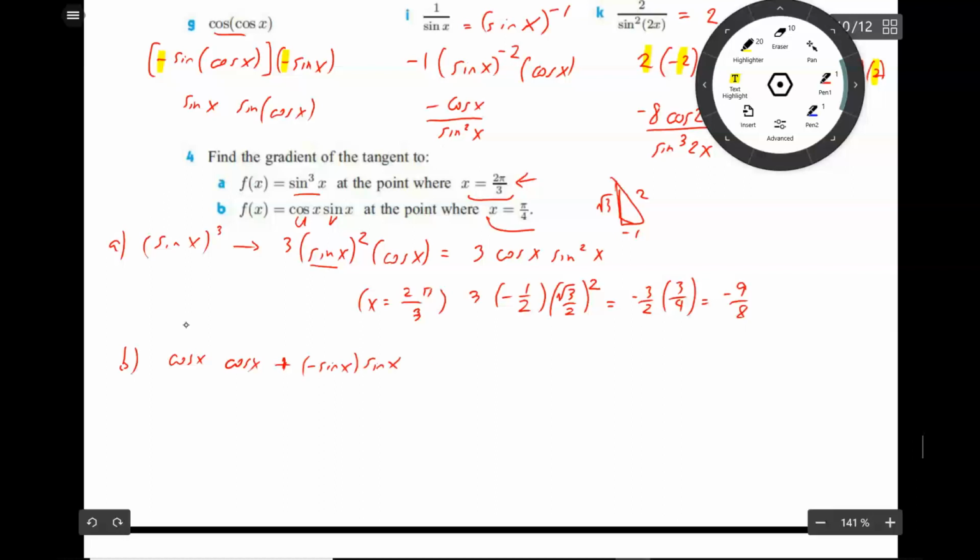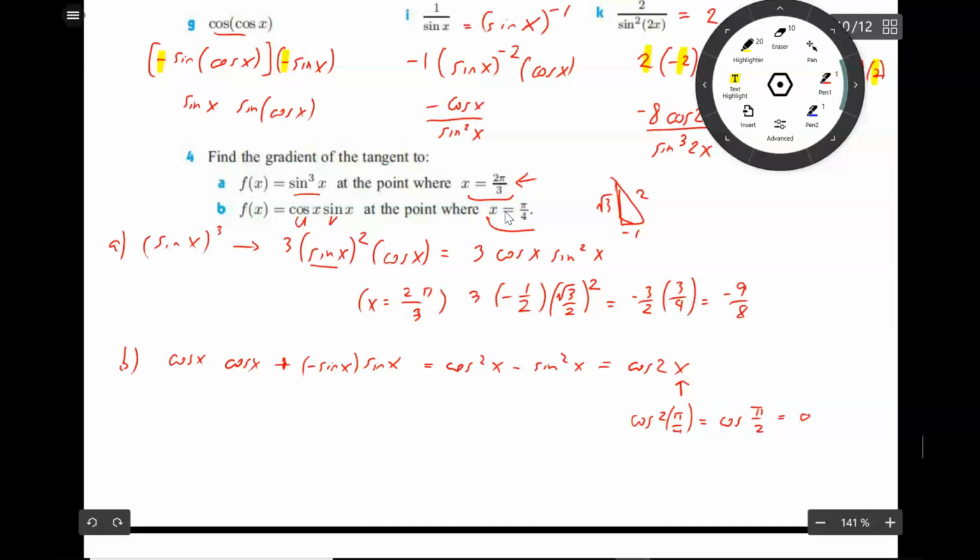Okay? And that gives us cosine squared x minus sine squared x. And cosine squared x minus sine squared x, that looks familiar. It's actually equal to the identity for cosine 2x. So we could rewrite it as cosine 2x. Now let's evaluate cosine 2x at x equals pi over 4. So we could put in pi over 4 here, and that would give us cosine of 2 times pi over 4. 2 times pi over 4 is pi over 2. Pi over 2 is 90 degrees. Cosine of 90 degrees is equal to 0.